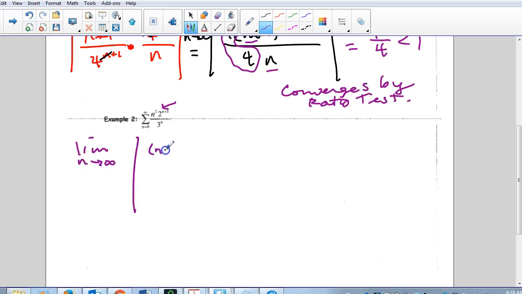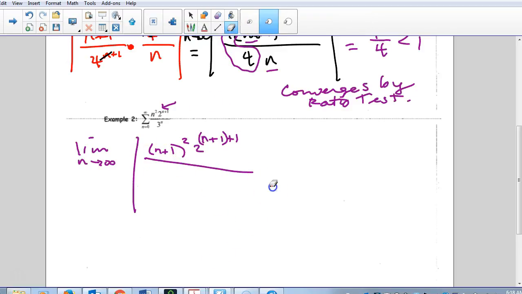Now the next term is going to be n plus 1 squared, 2 to the n plus 1 plus 1. I'm substituting n plus 1 in for all of the n's, because that's going to give me my next term. Whoa, that's so bad. Okay, let me try this. Do you not love smart boards? Don't you wish your homework were on smart boards? That would be such great fun.